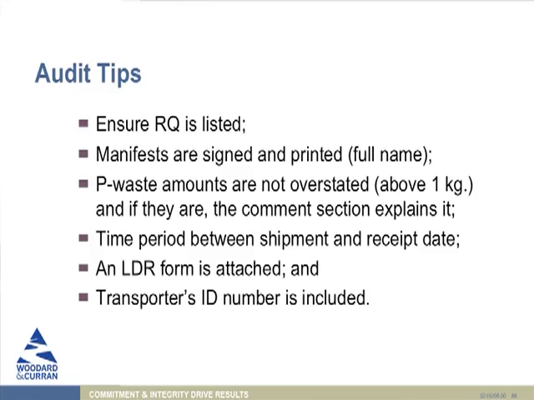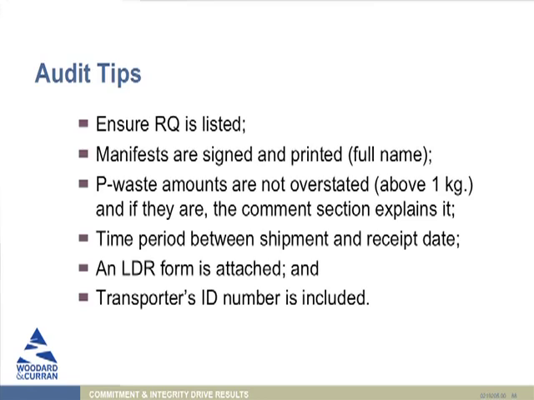A couple of quick audit tips in terms of what you're checking for if you're auditing on the manifest area. You want to make sure that you've got the appropriate RQ that's listed. You want to make sure that the manifests are signed and printed properly. The full name of the person. Make sure that the P-listed waste is not overstated. Or if it is, that there's a comment section that explains that it was overpacked.